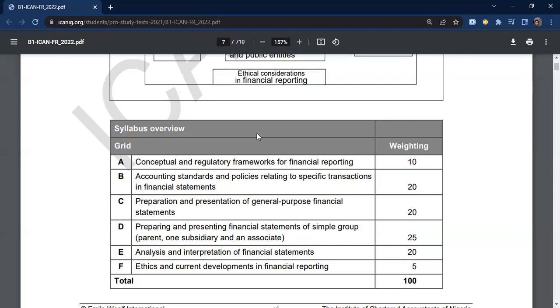Don't forget, this is just a general overview. What are the divisions of financial reporting? At the end of this class, you should be able to know that this particular subject is divided into 6: conceptual and regulatory, the accounting standards, preparation of financial statements, preparation of group accounts, analysis and interpretation, and ethics and current development.